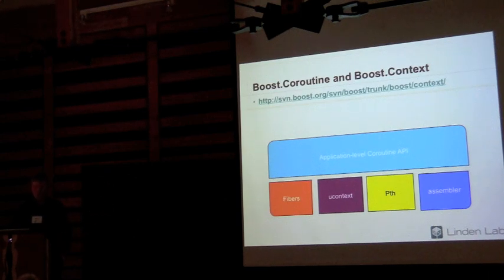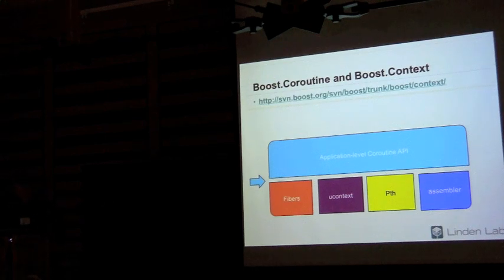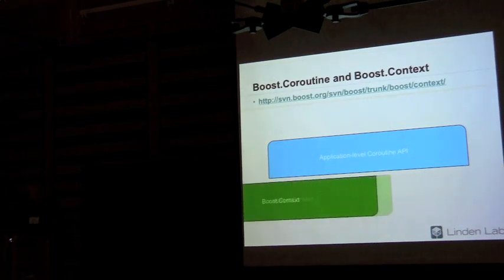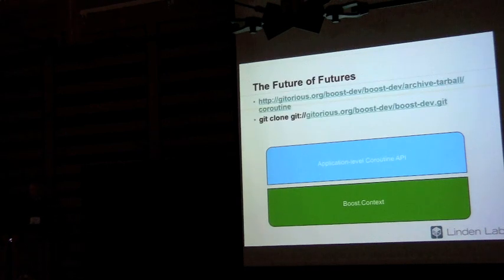Earlier I mentioned Coroutine's internal API layer, to which we added PTH support. Context presents a standard API at that level. So one path would be to re-implement the Coroutine application level API on the lower level Boost context library. In fact, Oliver has quite recently done just that. In the Gatorius repository cited here, he presents a Boost package containing an implementation of Coroutine based on context.